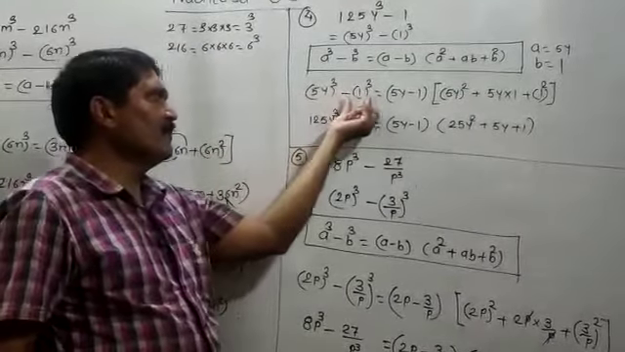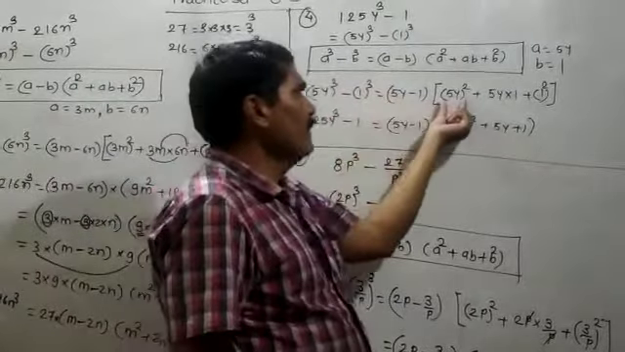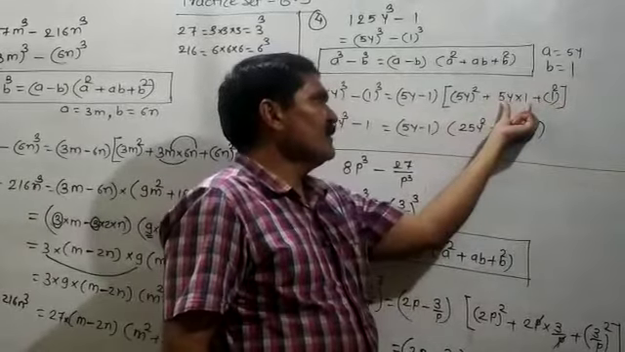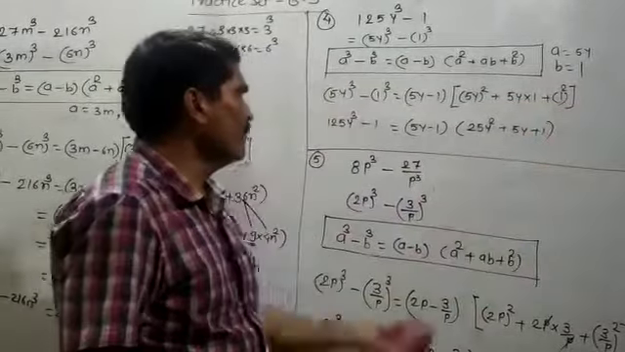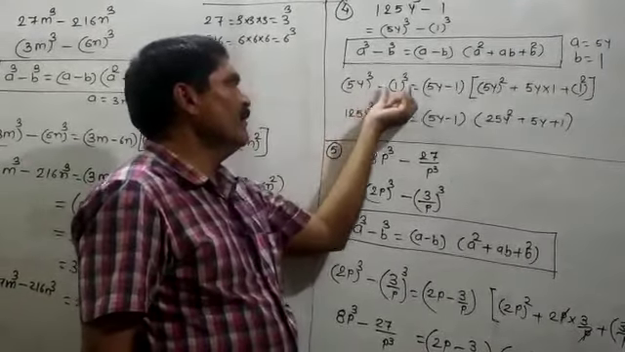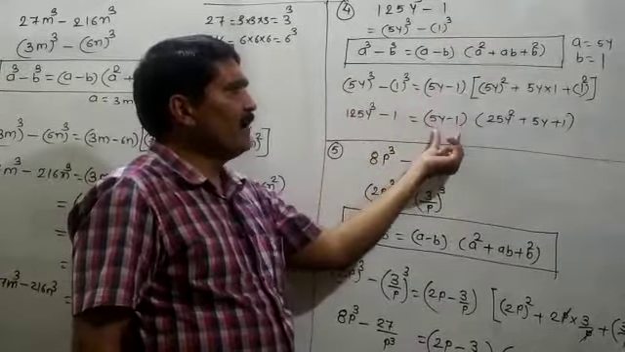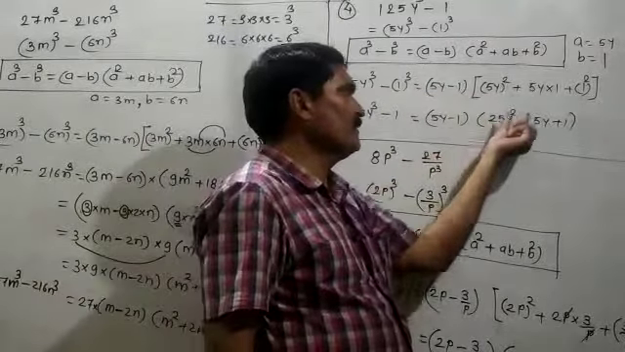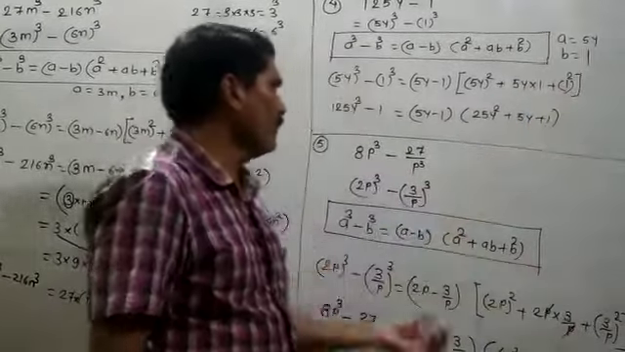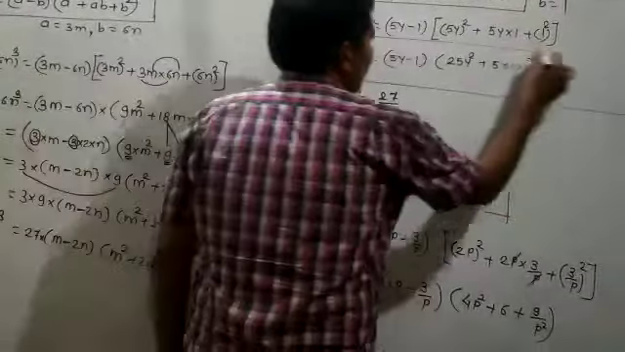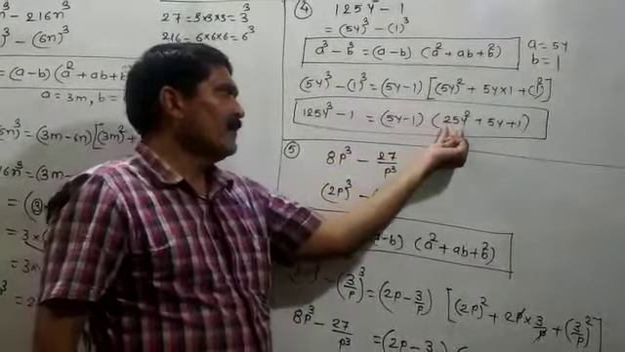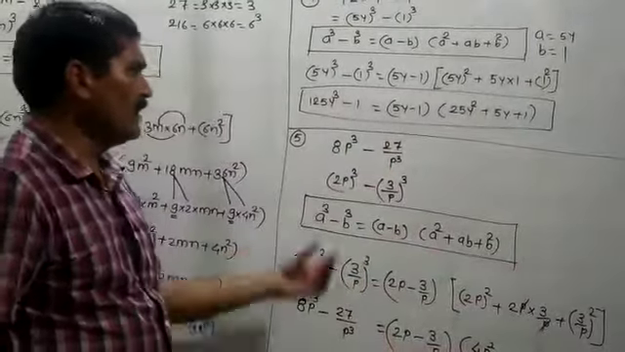5y bracket cube minus 1 cube is equal to 5y minus 1 in one bracket, and 5y square plus 5y multiplied by 1 plus 1 square. This is a square plus ab plus b square. So you have to do the square and cube. This 5y cube is 125y cube, 1 cube is 1, and 5y minus 1 as it is. 5y square is 25y square, 5y multiplied by 1 is 5y, and 1 square is 1. From that you will say that the factors of 125y cube minus 1 is equal to 5y minus 1 in one bracket, 25y square plus 5y plus 1 in another bracket.